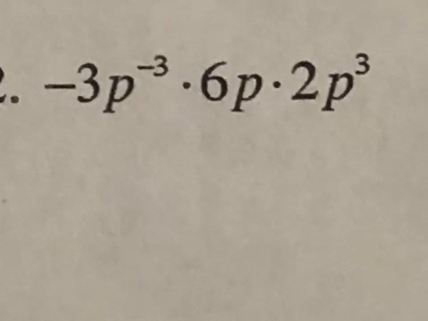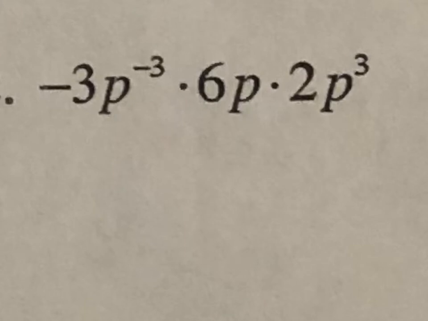Okay. Here, recognize that we have multiple coefficients. We have a negative 3, a 6, a 2, and we have bases, but notice that the base is the same throughout. So we only have one base. I am going to add something to this before I get started, which is a 1 to that p in the middle.